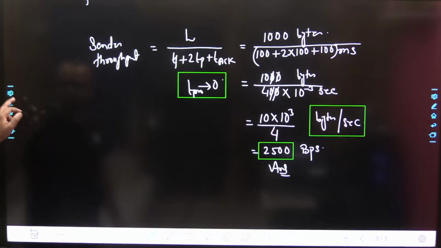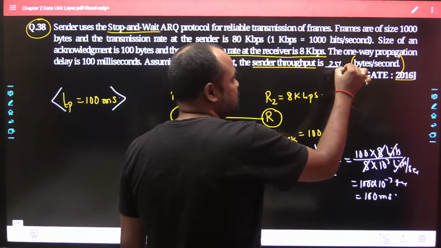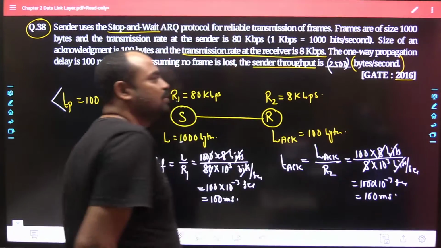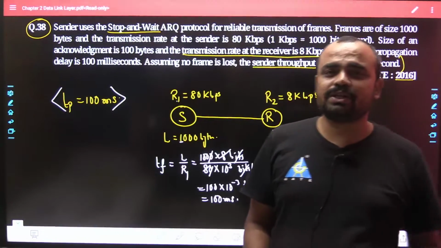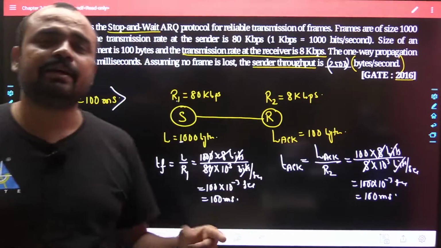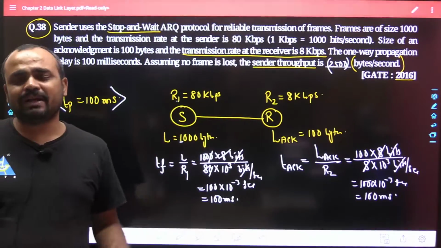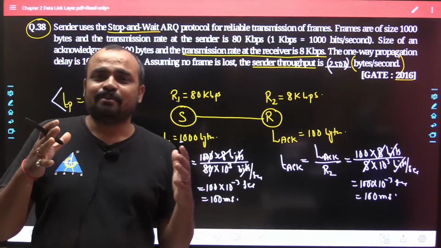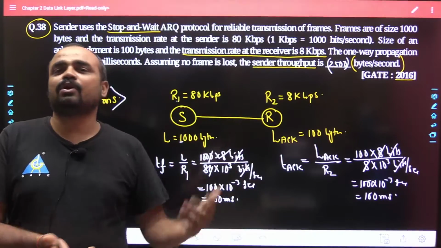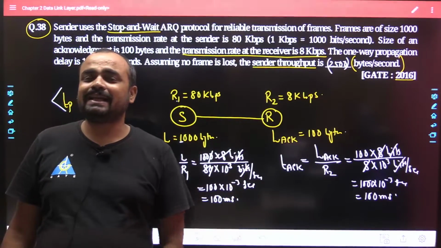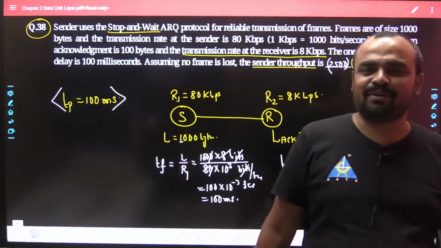So in the numeric box, you can simply put the answer 2500. Got it? 2500. So this is another question from the GATE 2016 based on simply stop and wait protocol. So my dear friends, if you have a basic concept of the stop and wait protocol, you can attempt any kind of problems. Is that clear, everyone?